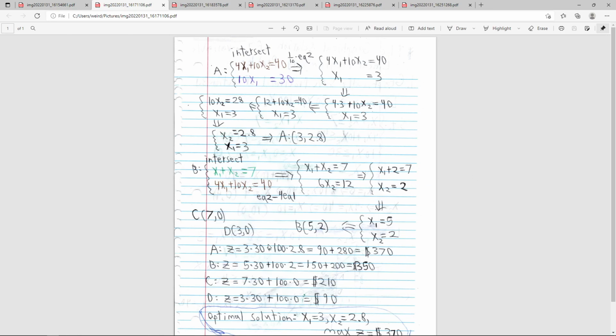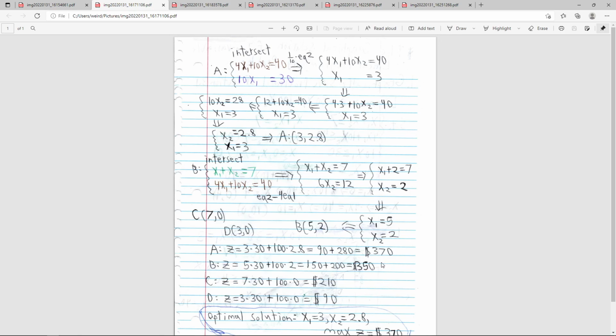Now we plug A, B, C, D into the Z function, the objective function. So it's 30 times 3 plus 100 times 2.8, which gives you $370, and you get $350 from B, from (5, 2). C, which is (7, 0), gives us $210, and D gives us $90.